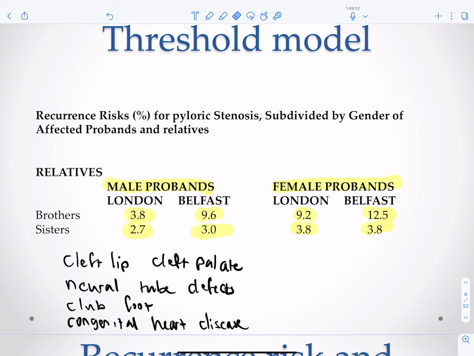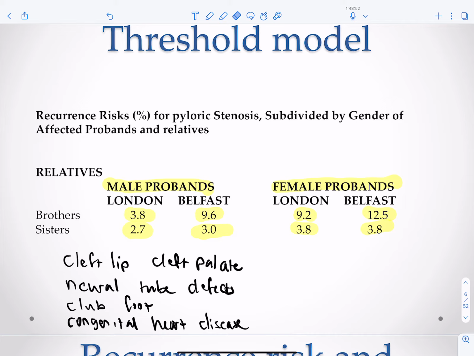You have a recurrence risk in male probands from London of 3.8 and then at Belfast of 9.6. And so this goes back to the population prevalence of these genes. And then sisters, of course, are going to be lower because they require more risk factors in order to get pyloric stenosis. They have a higher threshold, and so they're going to be lower.